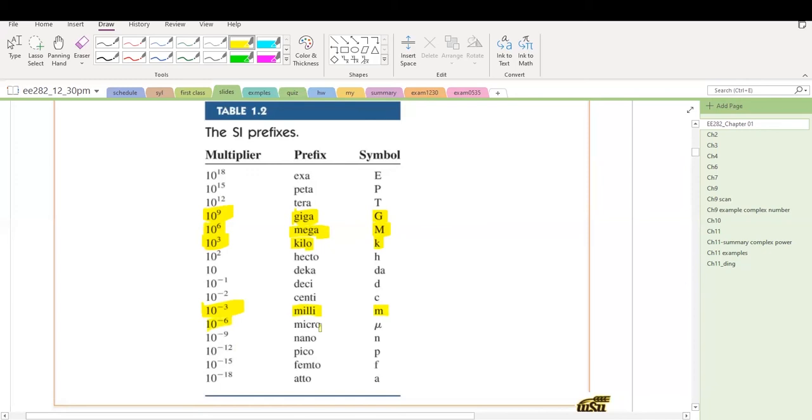And then micro, 10 to the power minus 6. The symbol is mu. Nano, 10 to the power minus 9. The symbol is n. And pico, 10 to the power minus 12. The symbol is p. The units nano and pico are often used in capacitor values.